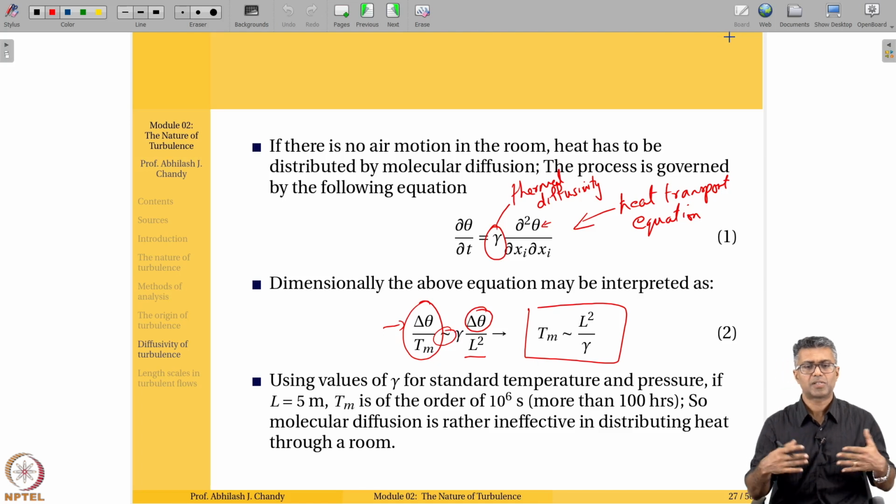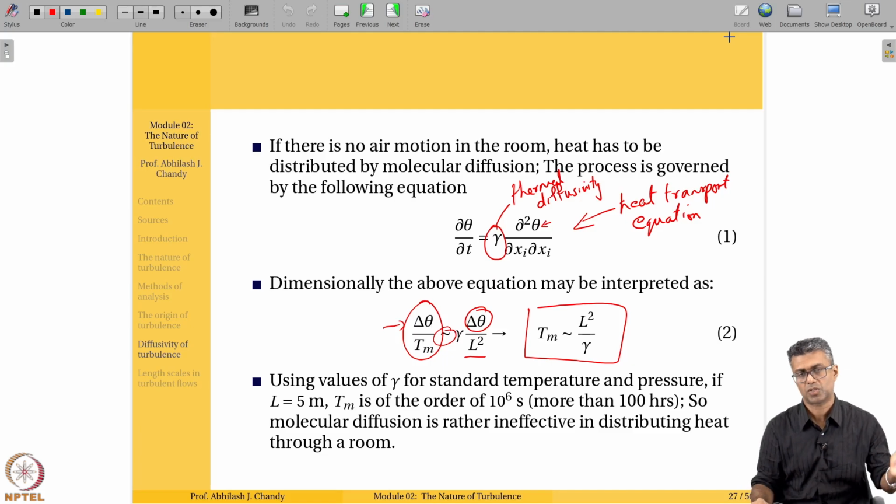Now say L is of the order of 5 meters. A reasonably sized room has a characteristic length scale of 5 meters. If you use the gamma value for air at standard temperature and pressure, you get your Tm to be of the order of 100 hours. So that is the amount of time that it takes for heat to be transported in a room of that size. Very high, isn't it?